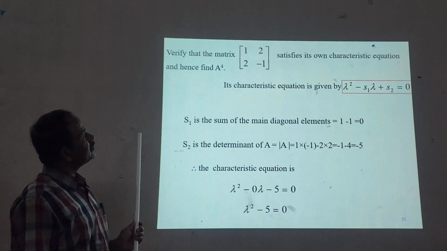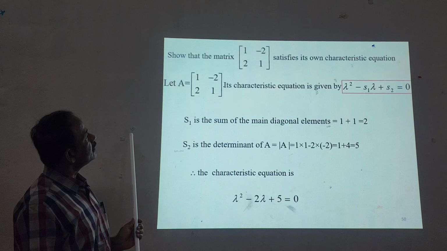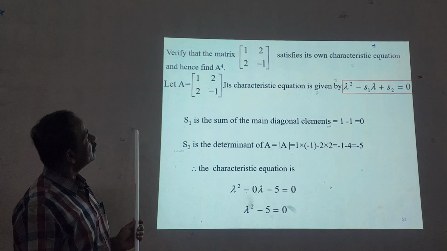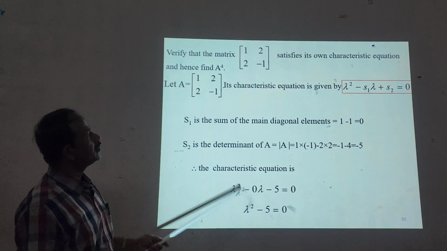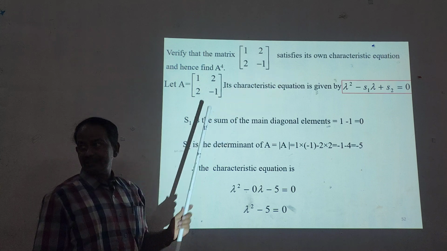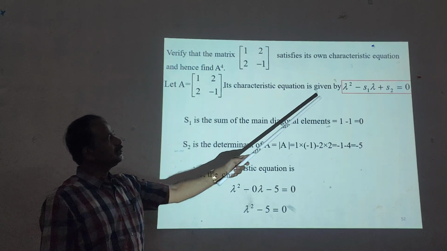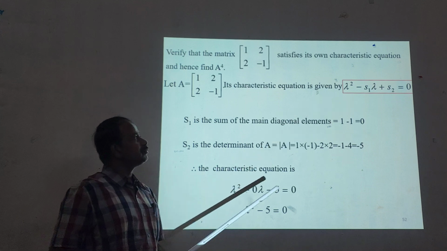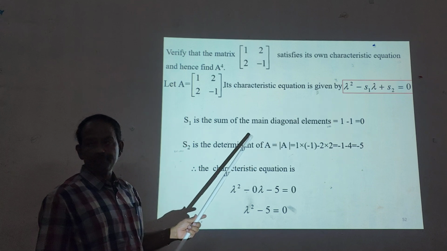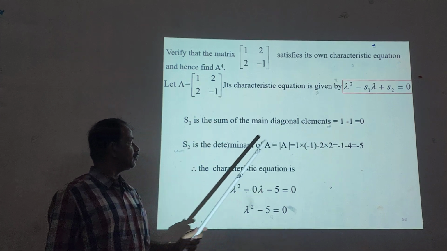So verify the matrix. We have already seen, correct? Is this sum repeated or not? No, this is different. The matrix is 1, 2, 2, minus 1, and we check whether it satisfies its own characteristic equation. So we have to use this formula, lambda squared minus S1 lambda plus S2 equal to 0. S1 is the sum of main diagonal elements. So 1 minus 1, answer is 0.